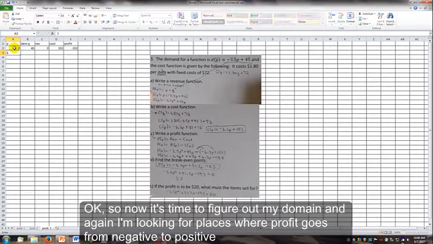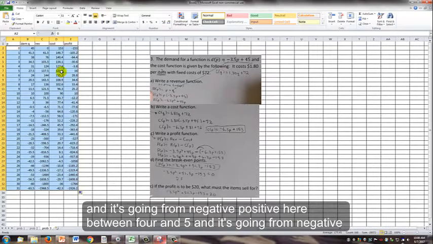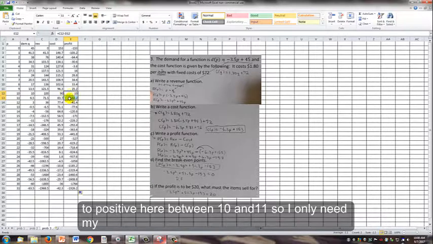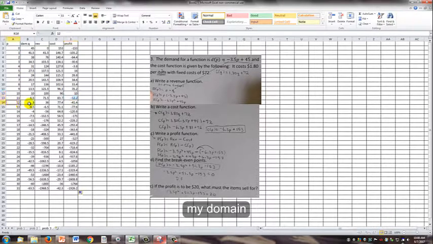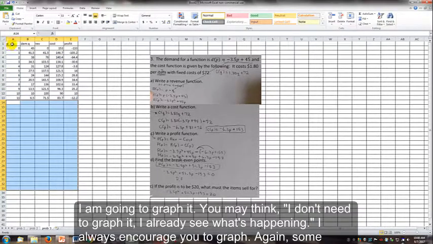Okay, so now it's time to figure out my domain. And again, I'm looking for places where profit goes from negative to positive. And it's going from negative to positive here between 4 and 5, and it's going from negative to positive here between 10 and 11. So I only need my domain to go from 0 to 11. I'm going to graph it.